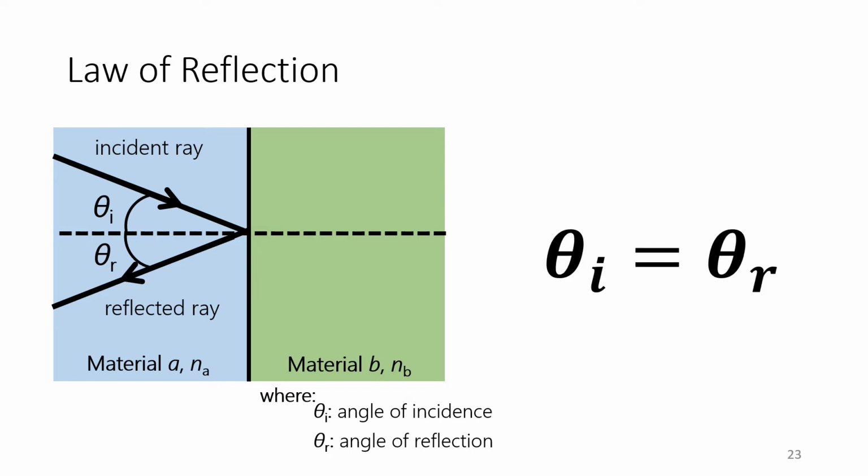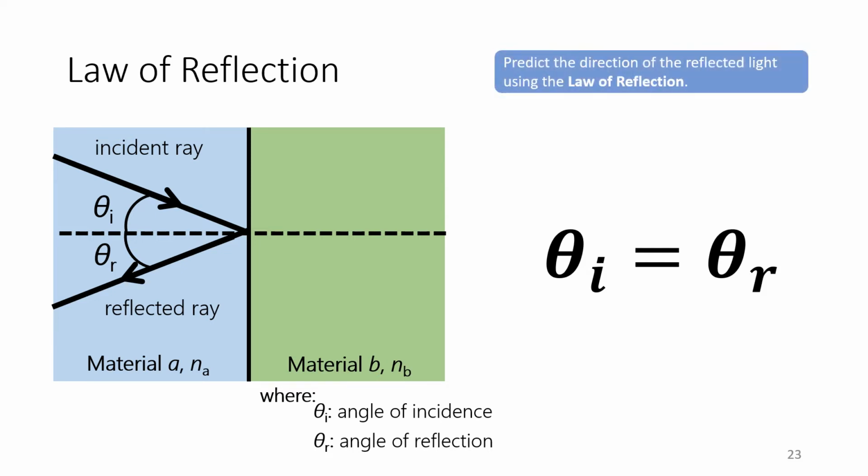Based on experiments done by ancient Greeks, namely Euclid, the law of reflection states that incident angle theta sub I and reflected angle theta sub r will always be equal. This is the law of reflection. With this, we accomplish our objective of predicting the direction of reflected light.